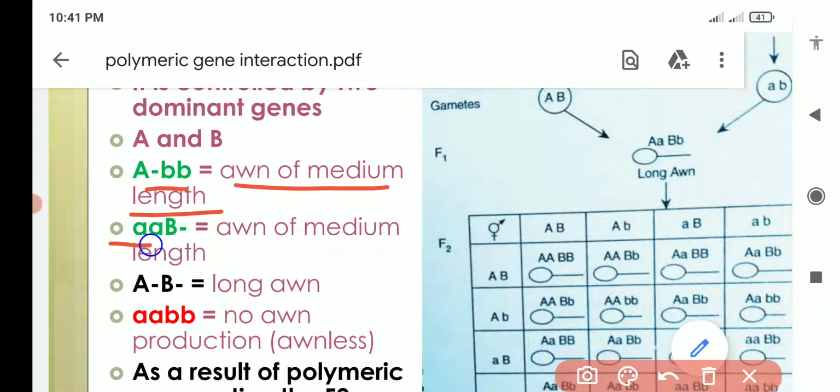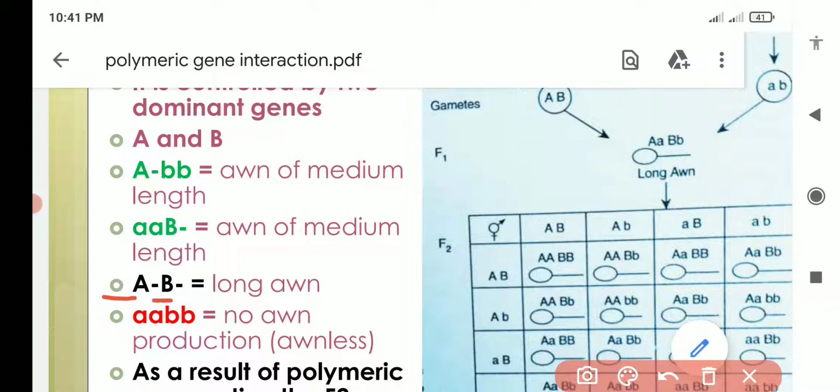When small a and capital B are present, either capital B or capital B small b, then also medium length of awn will be observed, because both A and B are producing the identical phenotype due to this polymeric gene interaction.